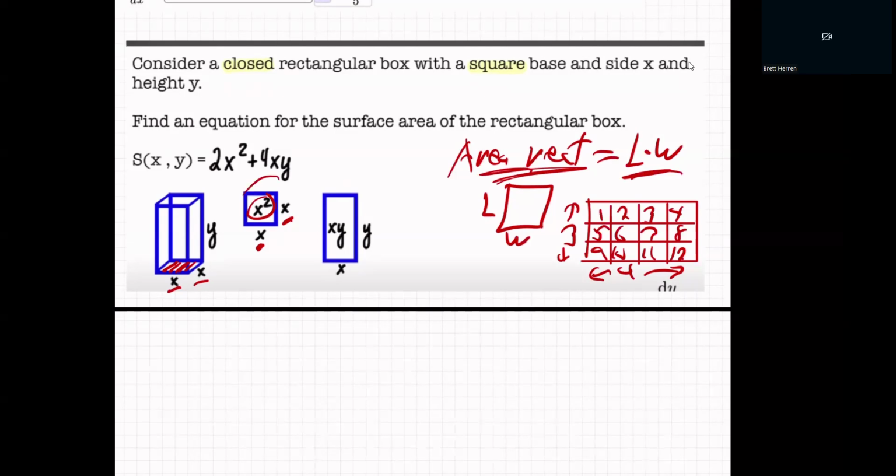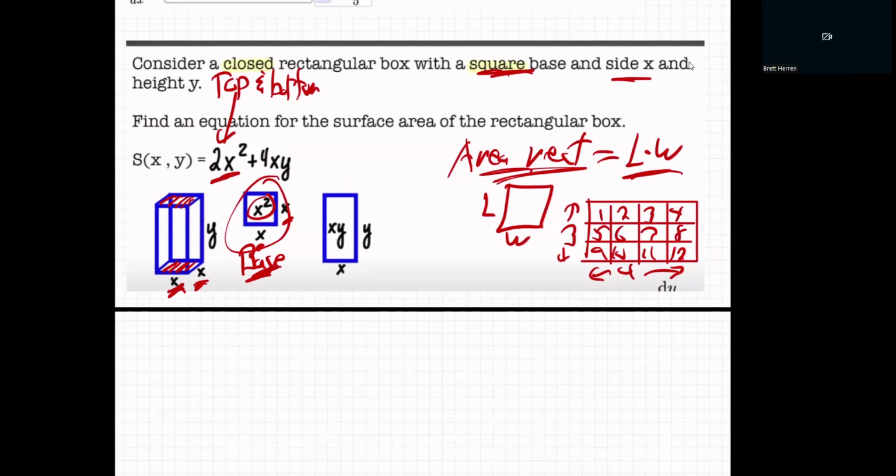So the space in the base is x times x, because they said it was a square base, sides x. Now, why do we have two? Because there's the top and the bottom. This is just the bottom right here, this is the base, but there's also the top. So there's two x squareds.